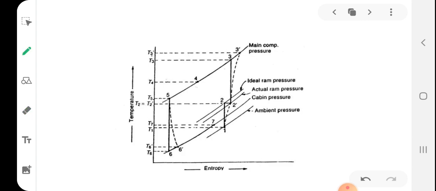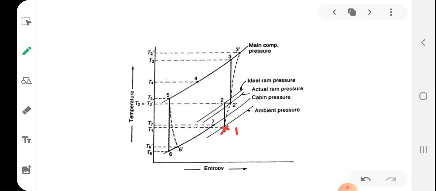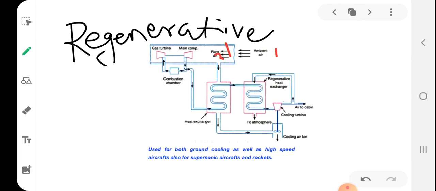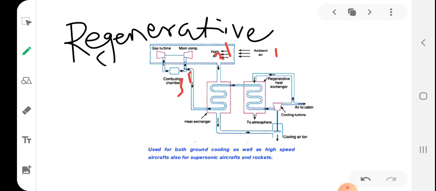So students, from 1, this is ambient pressure, right? At ambient pressure, it gets rammed. The ideal ram pressure is higher than the actual ram pressure, so it gets rammed to 2 dash, a ram pressure lower than the ideal ram pressure. So you can see here 1, 2 dash. From 2 dash to 3 dash, the 3 dash will have the same pressure but a higher temperature, right? T3 dash is higher than T3. Why? Because the process is irreversible. Now from 3 dash, after compression, 3 dash.